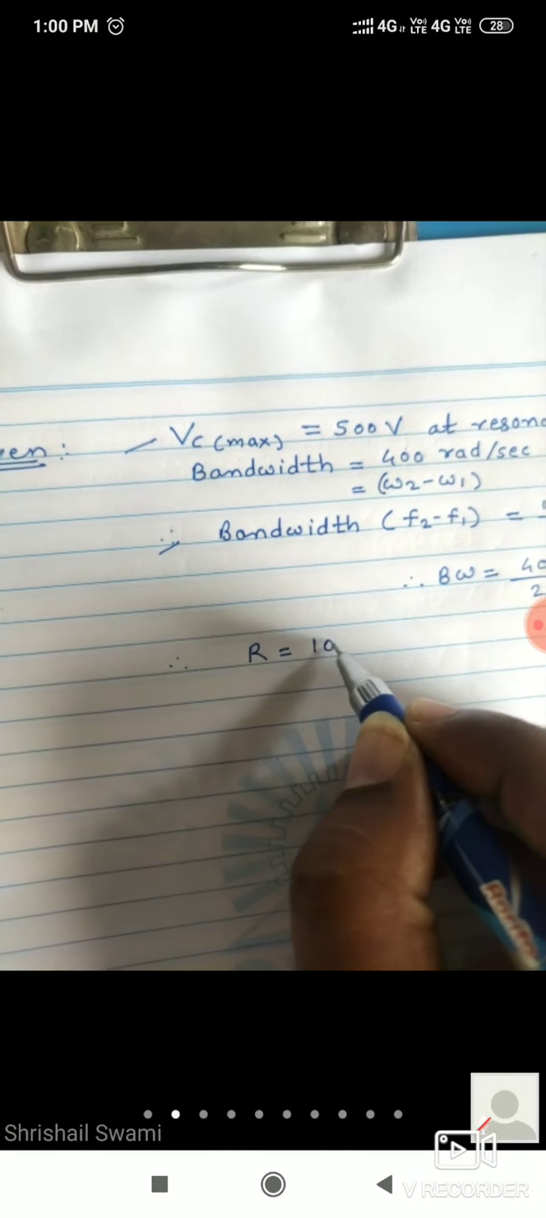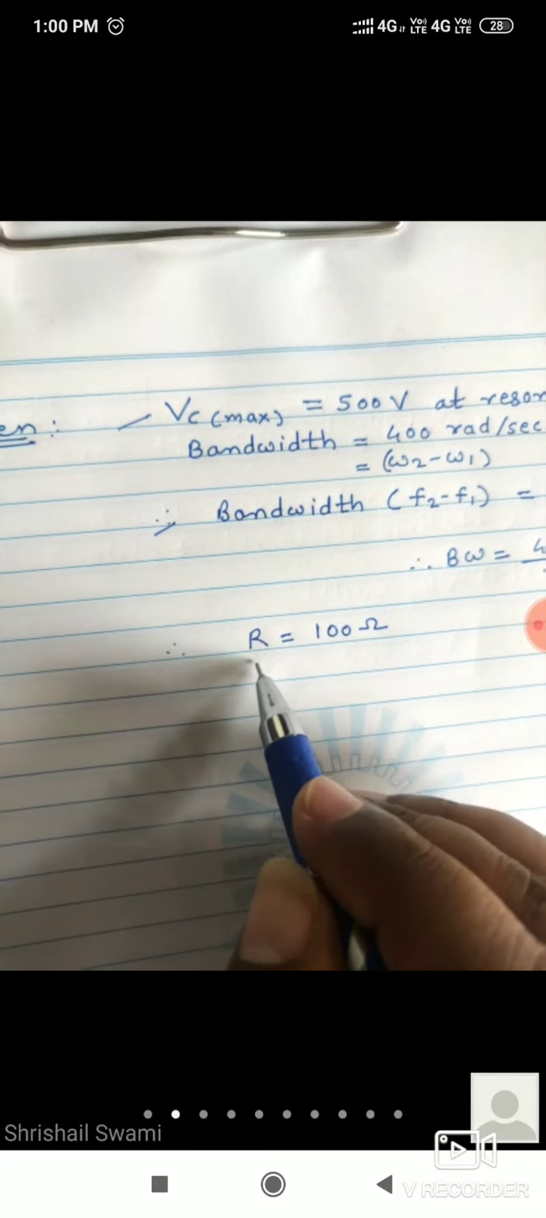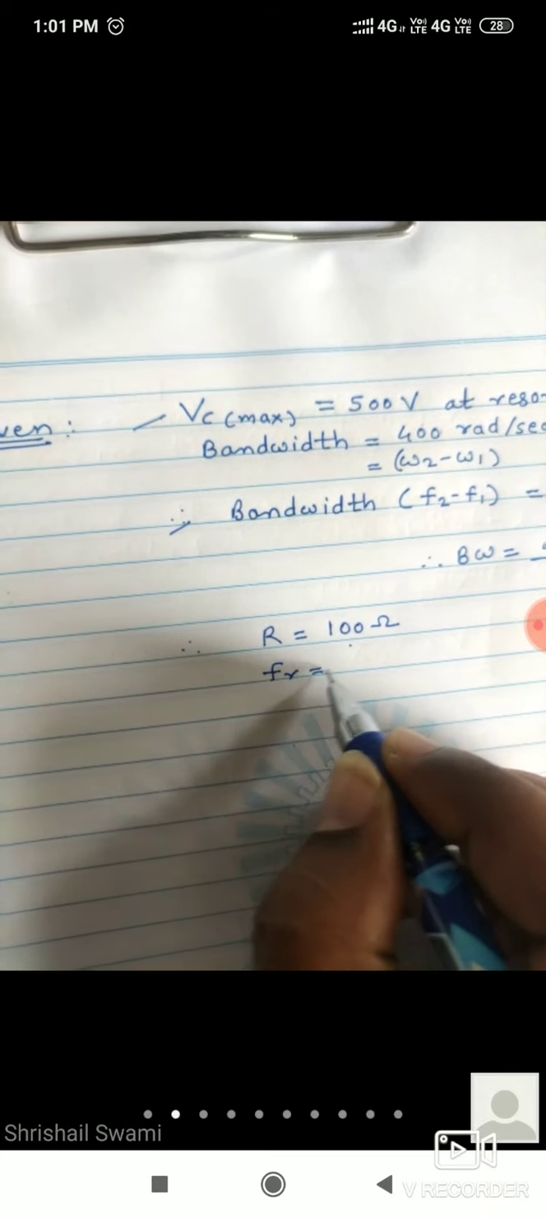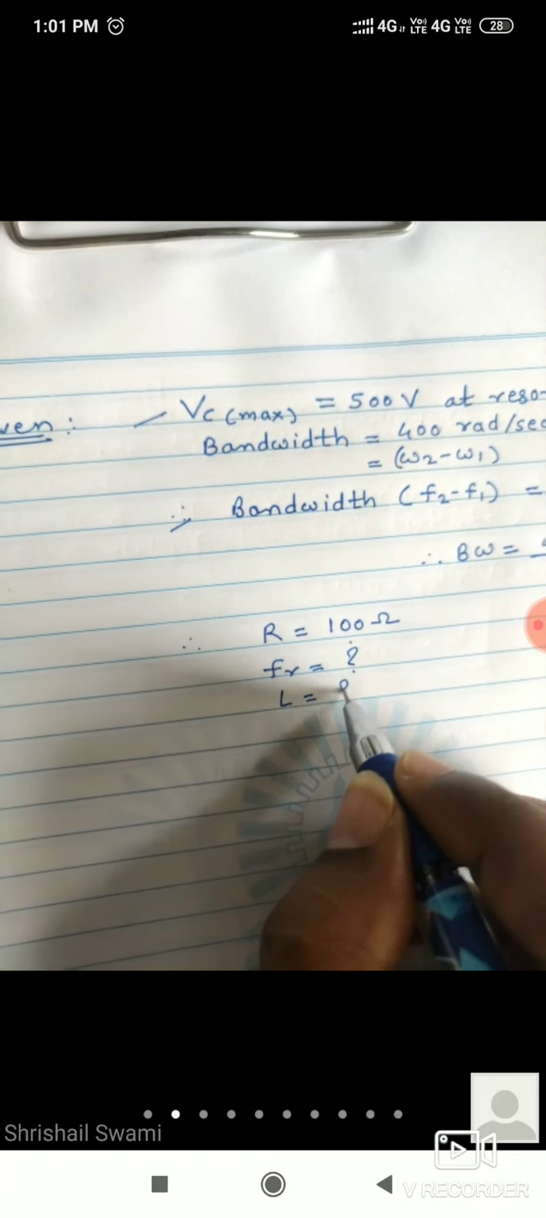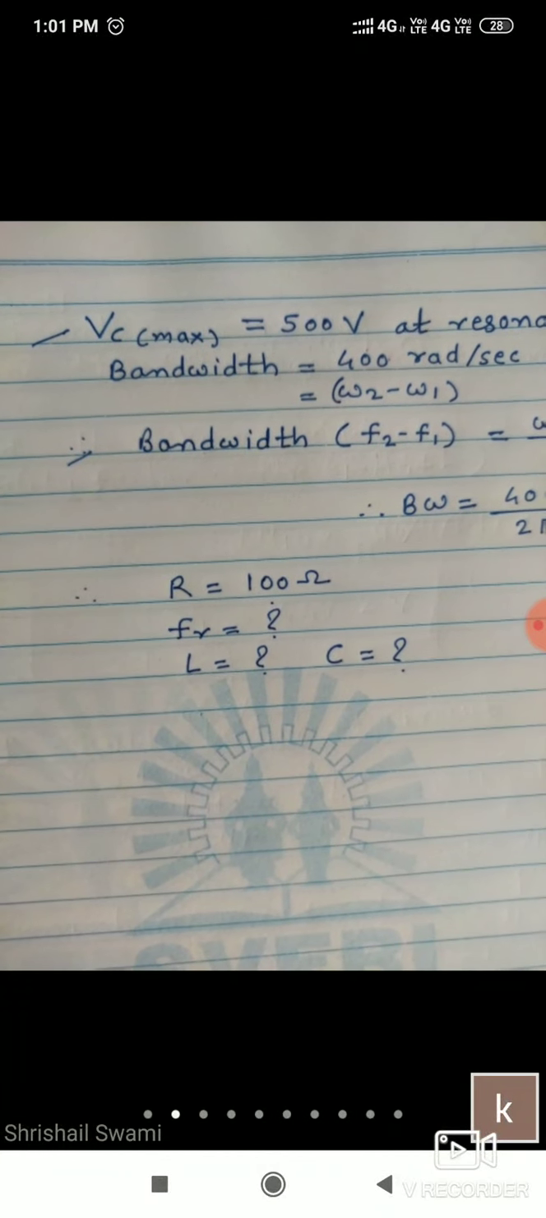Right? 100 ohm, because the value of impedance at resonance is given. At resonance, what is the value of impedance? That is Z, that is R, and that is given as 100 ohm. So you have to calculate the resonance frequency FR, the value of L, and the value of C.